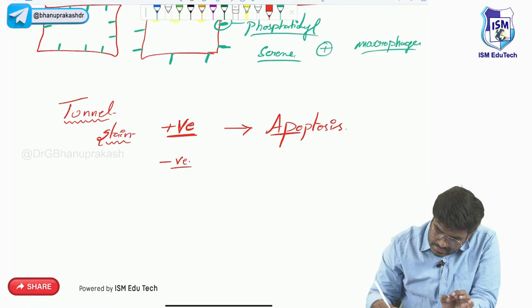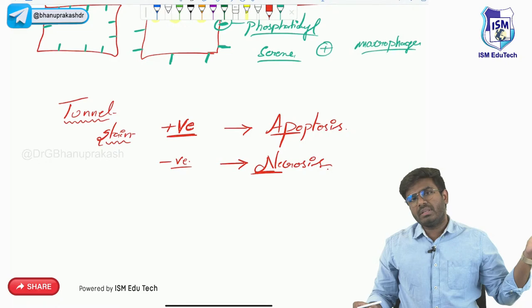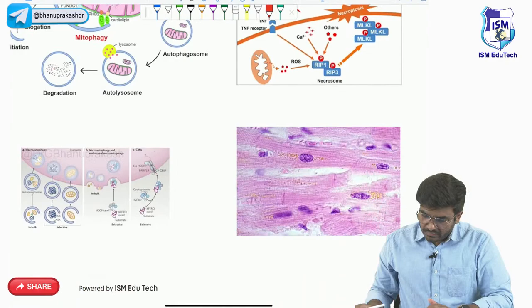the necrosis. Necrosis, negative. So, an important point which was asked in previous exams: in necrosis, TUNEL stain is negative; in apoptosis, TUNEL stain is positive. Now, without any further delay, let's start our today's class, guys.